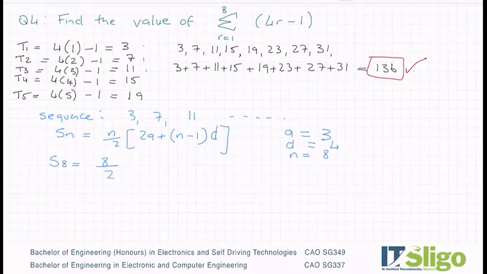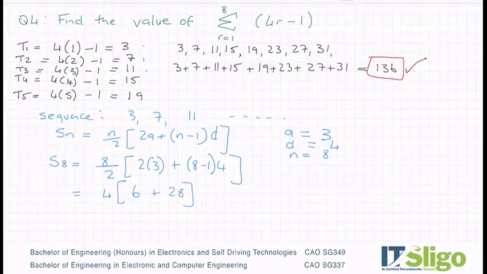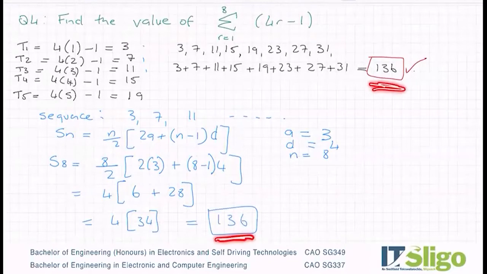So it's 8 over 2, times 2 times the first term, plus 8 minus 1 times 4. So 8 over 2 is 4. 2 3s are 6. 8 minus 1 is 7. 7, 14, 21, 28. So that's 4 times 34. And I do get 136 from it, which is what I got when I added them. So that's what sigma means. That's what the maths language means.